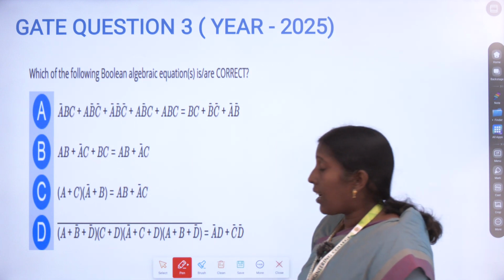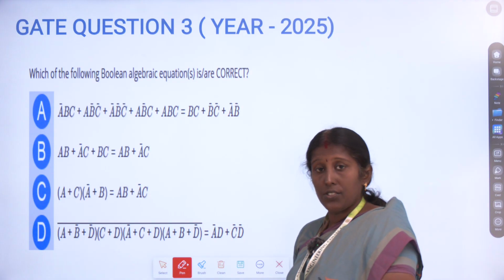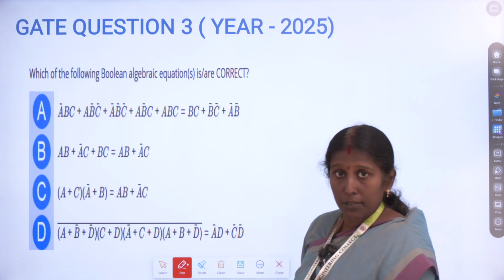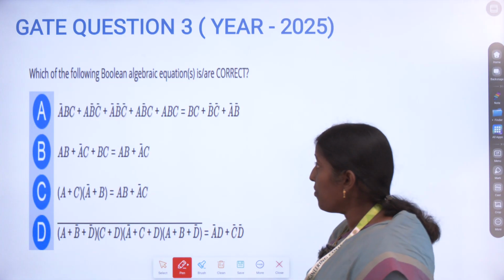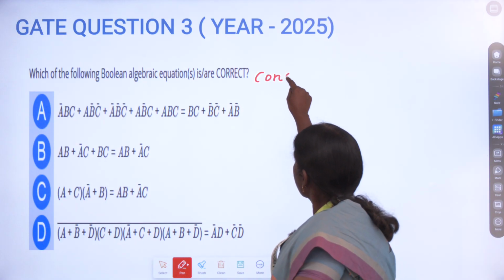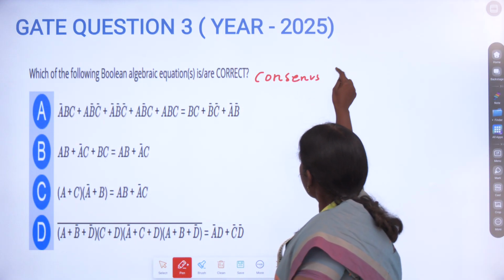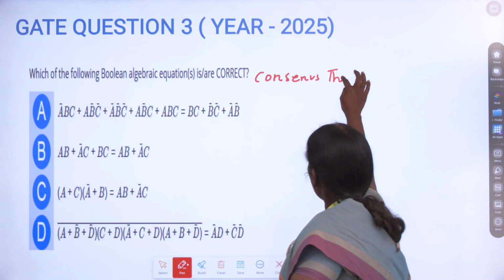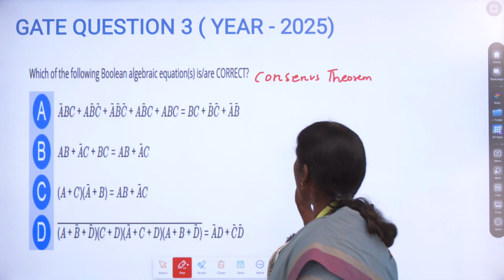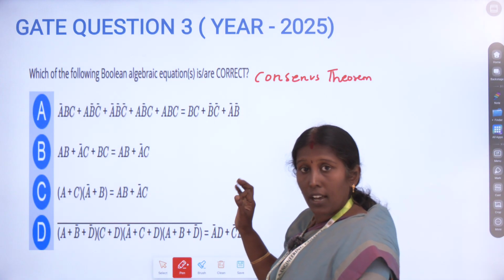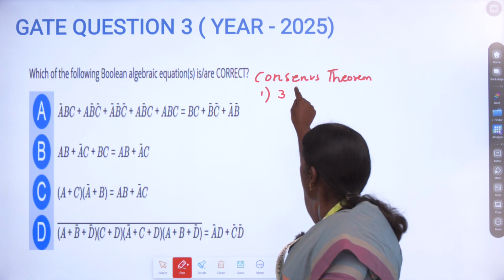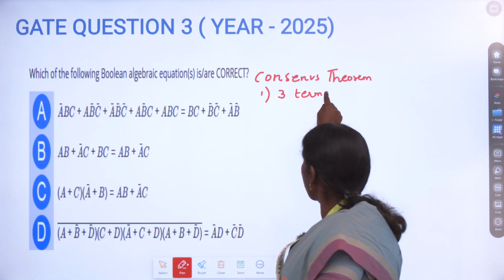So we can see whether RHS is equal to LHS. Before solving this, we have to understand one theorem which is called the consensus theorem. What is the consensus theorem? The first rule is it should have 3 terms. This is your first rule.